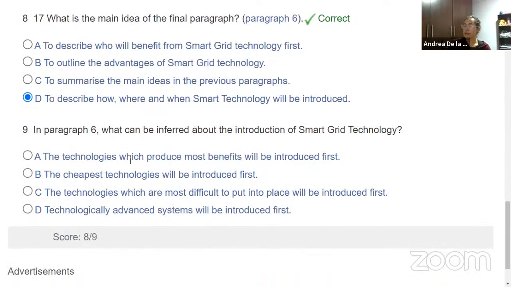Yes, and finally, in paragraph 6, what can be inferred about the introduction of the smart grid technology? Same paragraph.